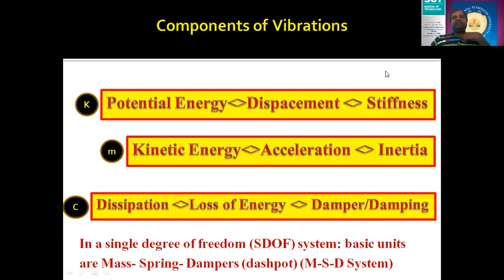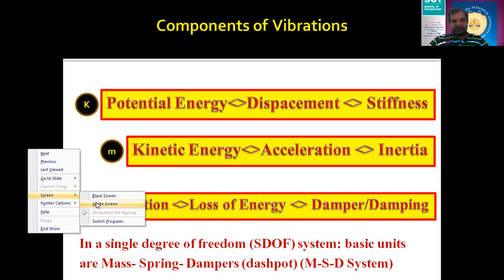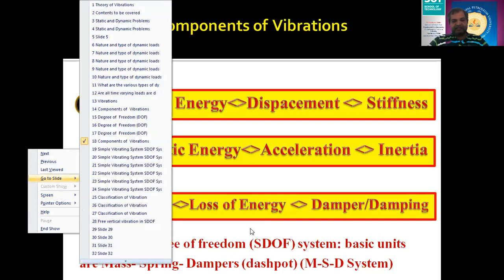Then we came back to the components of vibration, and we have seen that the potential energy we have associated with the spring, the kinetic energy we have associated with the mass, and the dissipation or loss of energy we have connected with damping. So if I connect all three, then I can say it is a mass spring damper type of relation, and that is VOC.